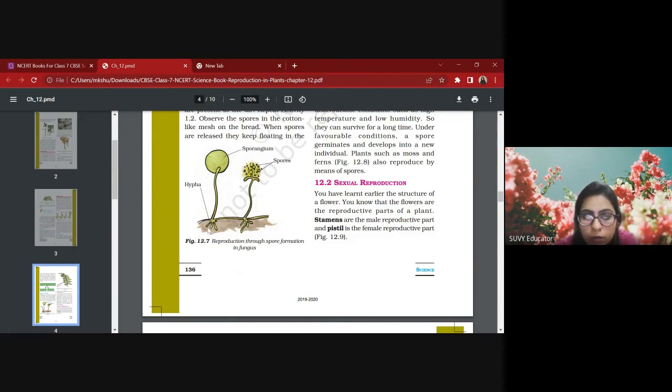How? It will grow like this. It is a hyphae, and there will be this bulb-like structure. And in this bulb-like structure, there are spores. Spores means small seeds are there, and these seeds will convert into a complete full fungus. Okay.